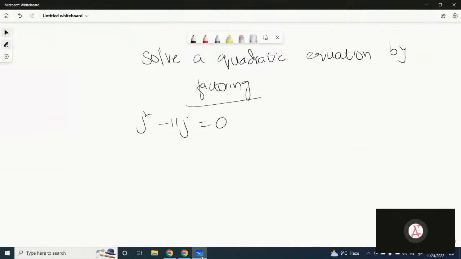Okay, so you can take common j here because here you have squared and here you have just one j. So you can take j common. You are left with j minus 11 equals 0. Got it? Here you can use the zero product property, either j equals 0 or either j minus 11 equals 0.